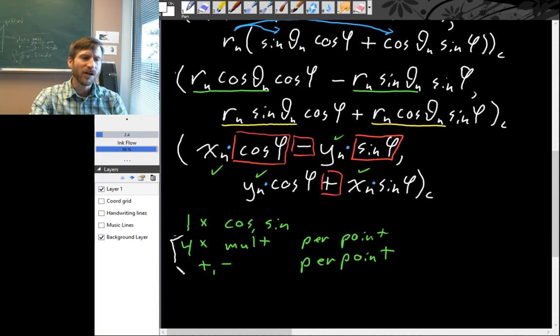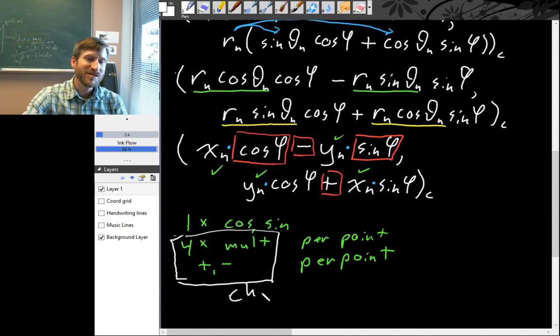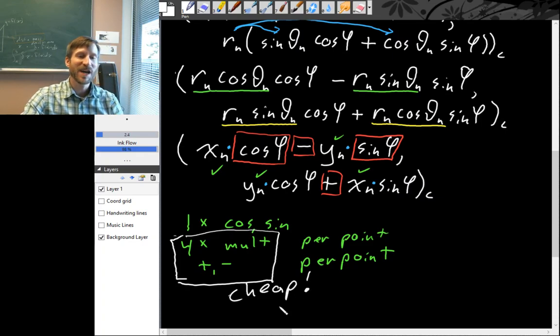And also all of the operations that we have to do for every point, remember multiplication, addition, and subtraction, these are all of the cheap operations. These are the fast ones. So the operations we have to do per point are all very fast. The only complicated operations, the sine and the cosine, we only have to do those once at the very beginning. We don't have to calculate those for every single point, only once at the beginning.